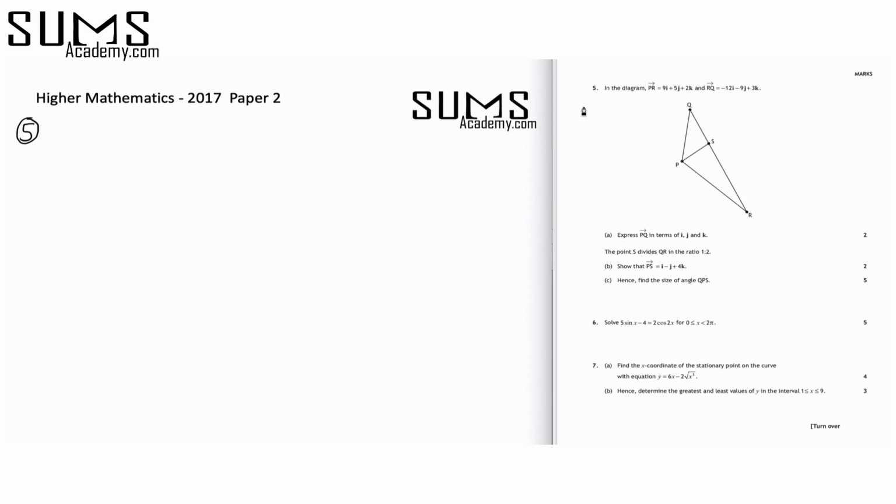So question 5. In the diagram, PR is equal to 9i plus 5j plus 2k, and RQ is equal to minus 12i minus 9j plus 3k. And we're asked to express PQ in terms of i, j, and k. Okay, so what is this asking us to do?